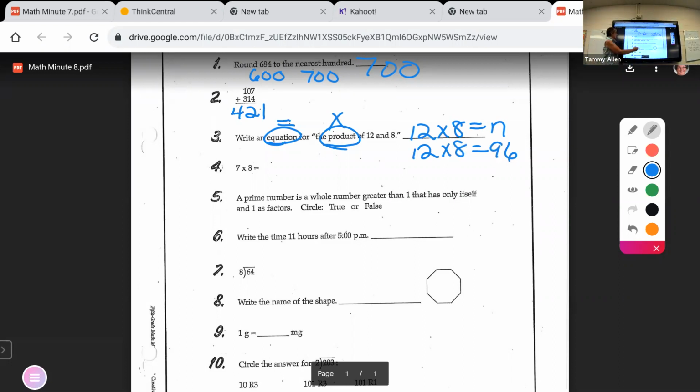7 times 8, everybody? Well, I heard some of you, but I don't know what happened to the rest of you. All right. Number 5. A prime number is a whole number greater than 1 that has only itself and 1 as factors. That would be a true statement. That is its definition.